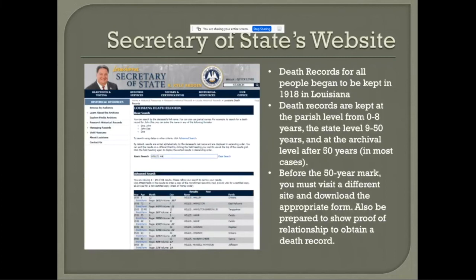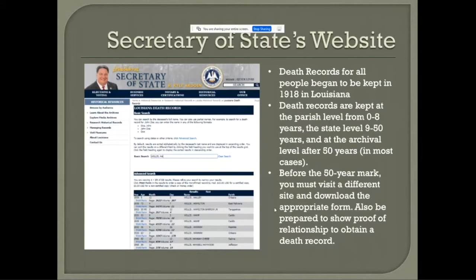Another great resource is death records. Louisiana death records are sealed for 50 years. And then by the time they're processed and put online, it's more like 51 or 52. But you can find the index of them at the Secretary of State's website. You write down the information you find there. You go to the state archive, and for 50 cents, you can print off a death record.